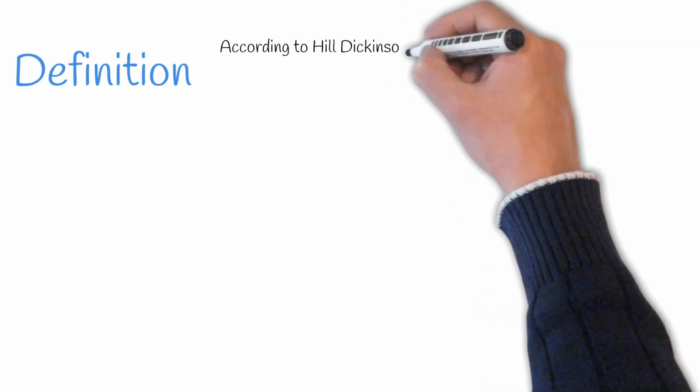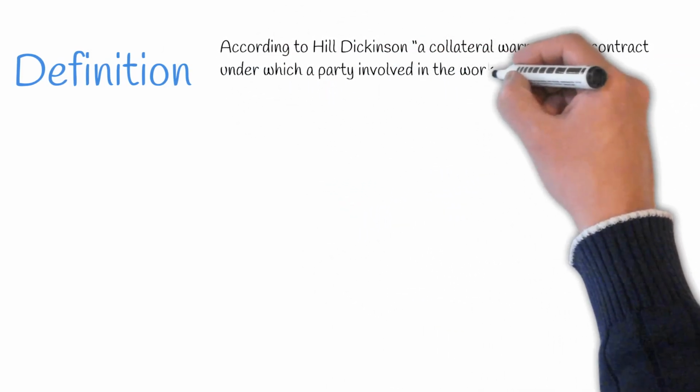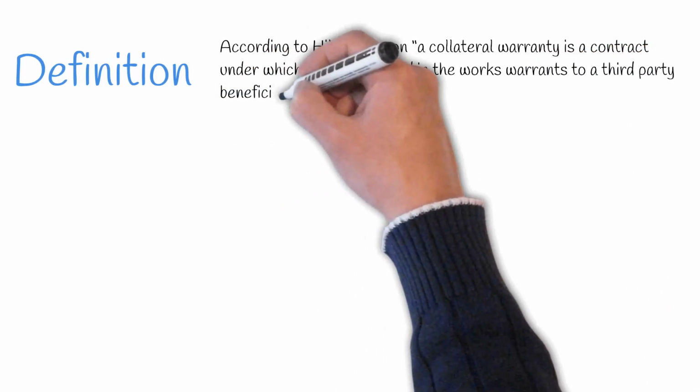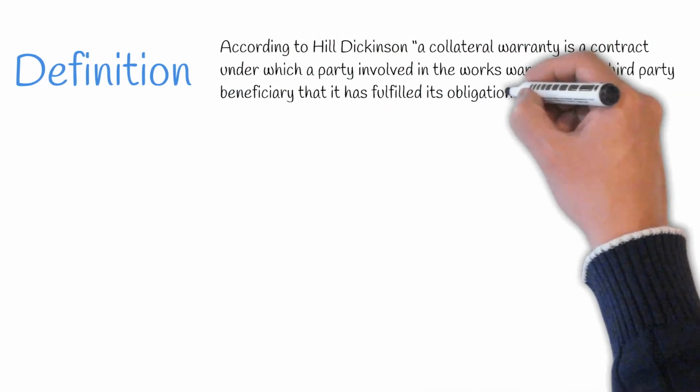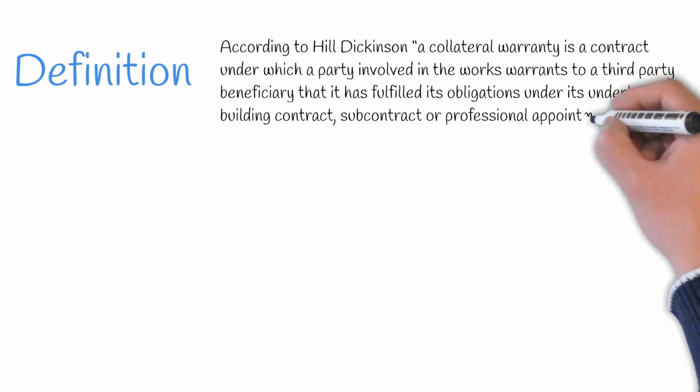Let's start with a definition. According to Hill Dickinson, a collateral warranty is a contract under which a party involved in the works warrants to a third-party beneficiary that it has fulfilled the obligations under its underlying building contract, subcontract, or professional appointment.